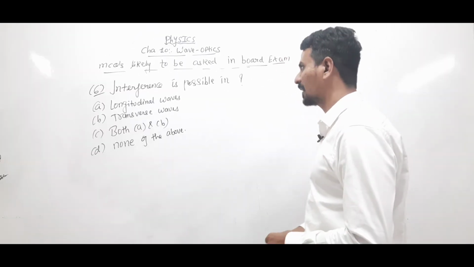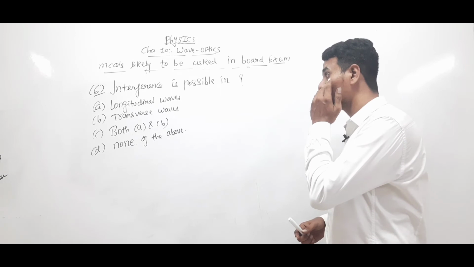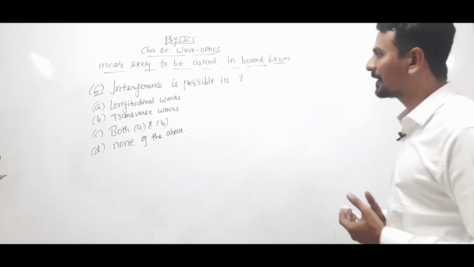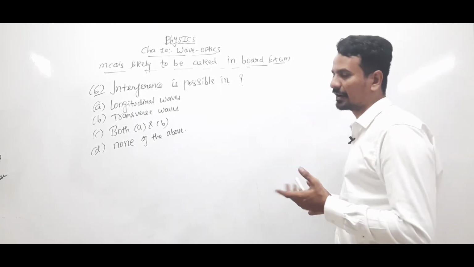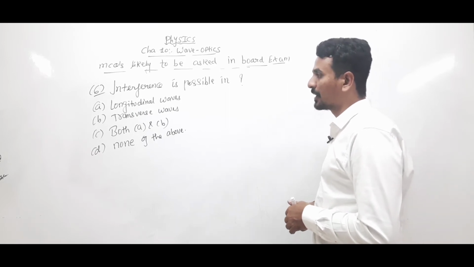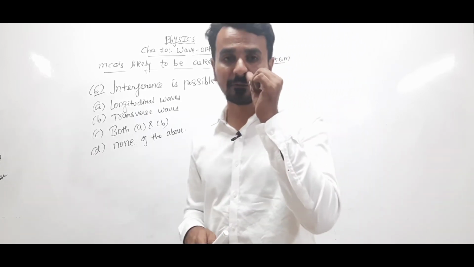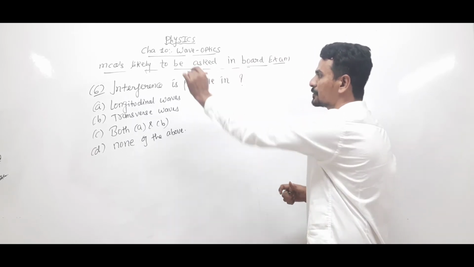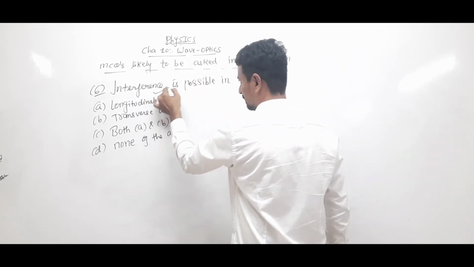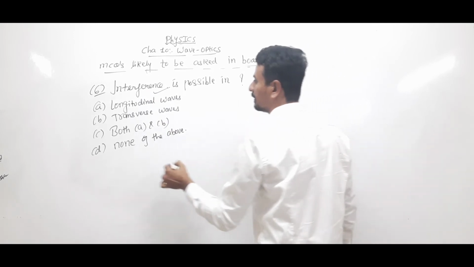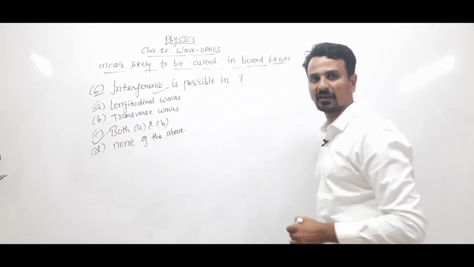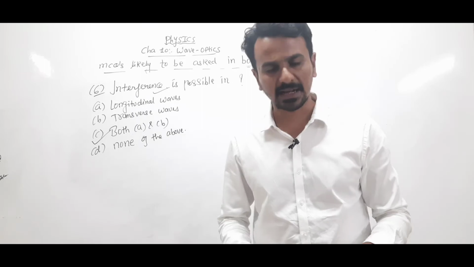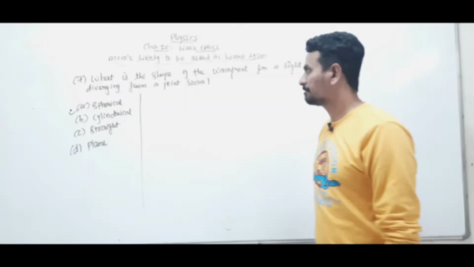Sixth one, interference is possible in both types of waves that can undergo interference and diffraction. But polarization is possible only for transverse waves, right? Presently, we have been told to say that interference is possible in, so the answer should be both. C is the correct option. Clear? The next one.